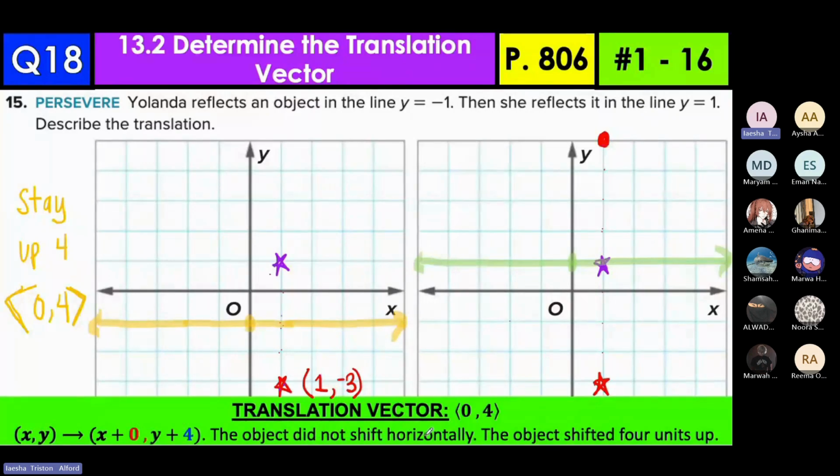The object did not shift horizontally. The object shifted 4 units up. So they want you to describe the translation of what's happened. The only way to really do this one is to do a picture. This star, I just put it in a random place. You can put it anywhere, but it's to help you see visually what they're talking about reflecting it. Okay, so this could be a possible word problem.